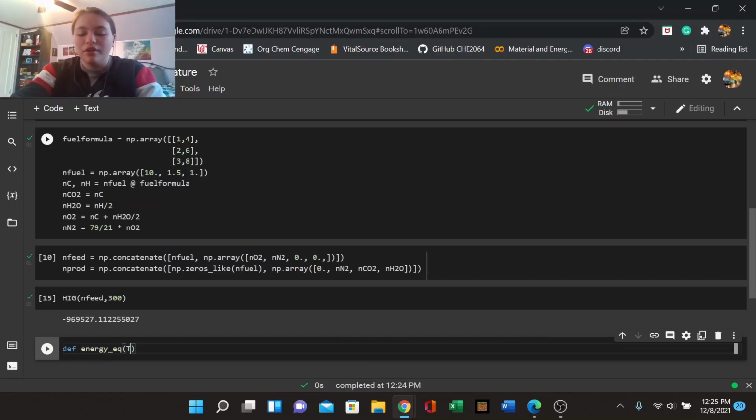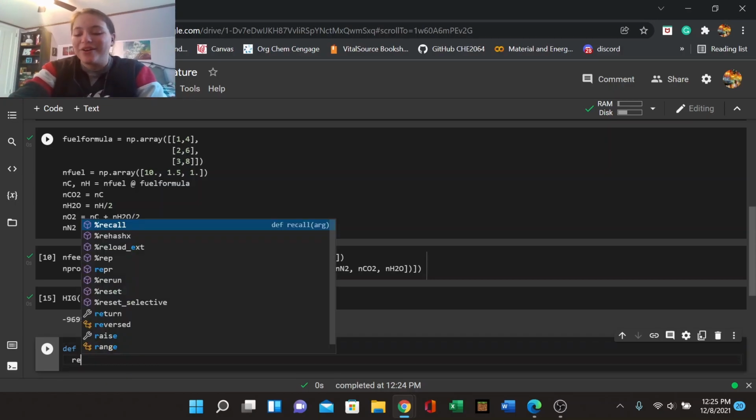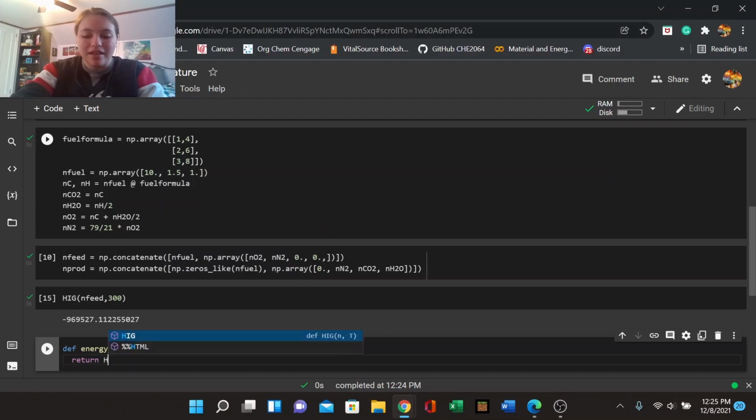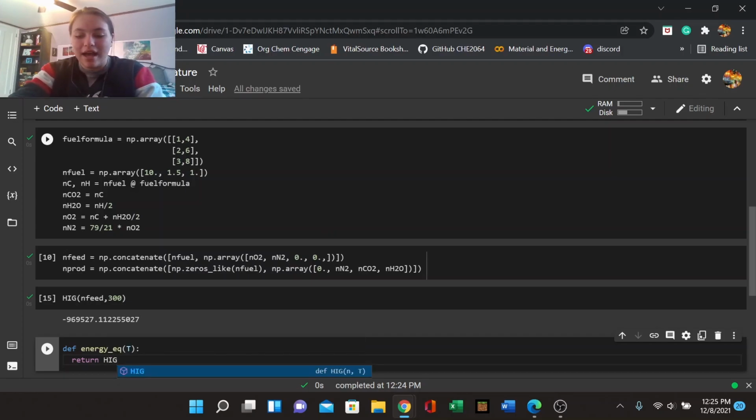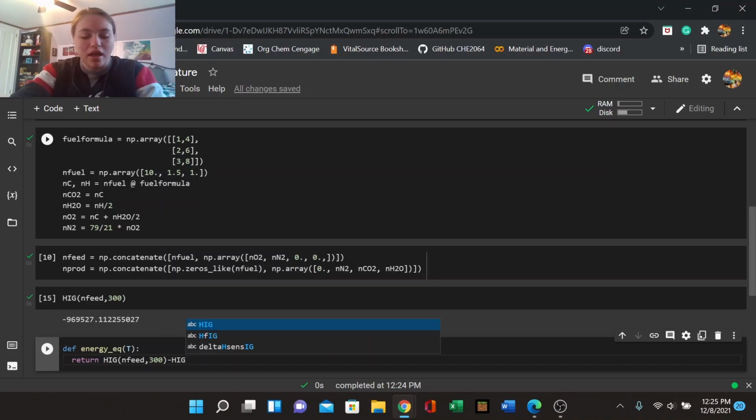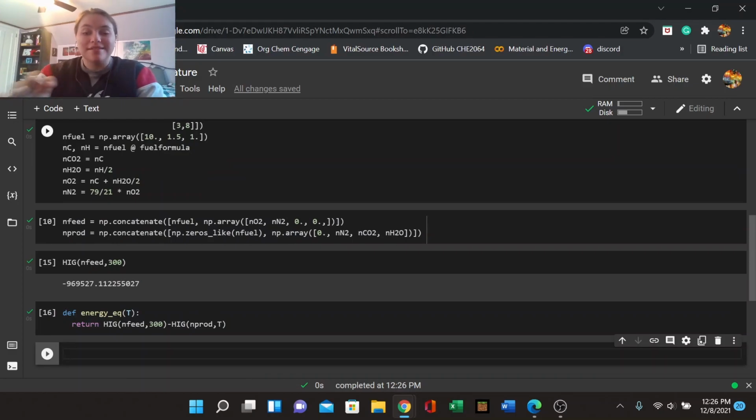And so what we are going, I need a colon. What we are going to return is the heat of ideal gas of the N feed at 300 minus the enthalpy of the end product at a specific temperature that we want to find. Shift enter. And so with this is where that last root solver comes in, finishes up the whole thing.